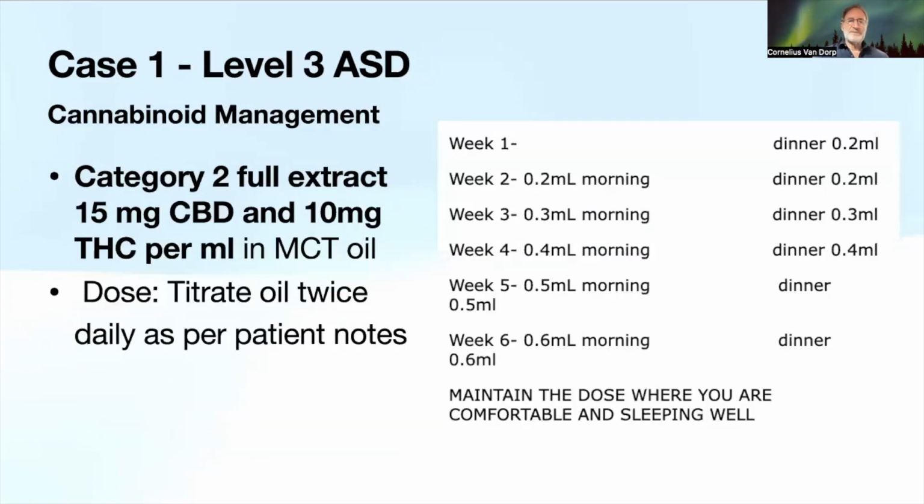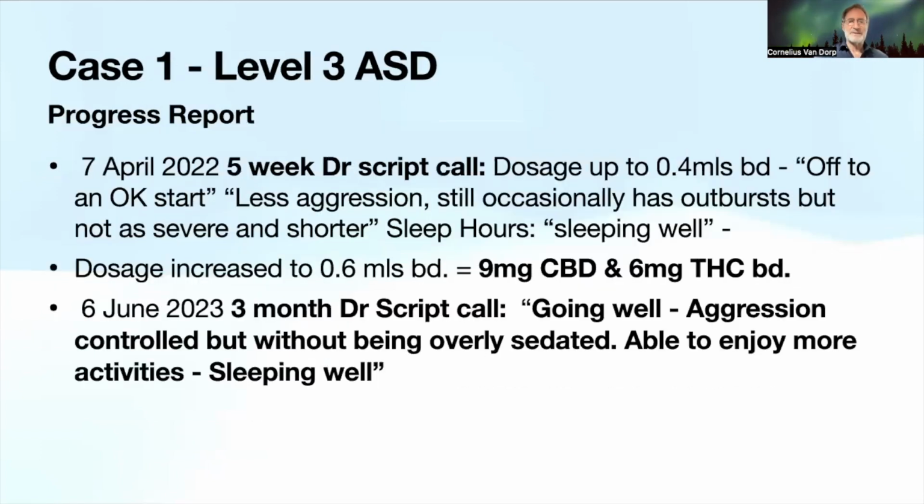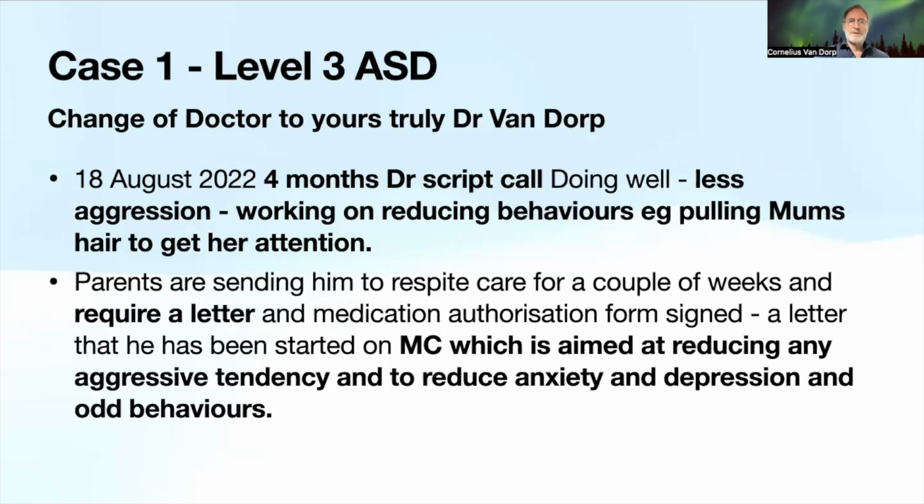So the previous doctor started this fellow on a small dose of a category 2, almost a category 3 really, 15 milligrams of CBD and 10 milligrams of THC, titrated up like that. At 5 weeks and 3 months, going well, aggression controlled without being overly sedated, sleeping well, doing pretty good.